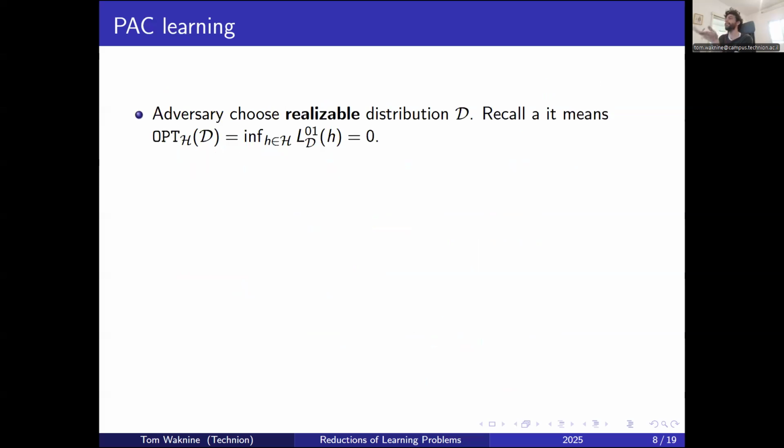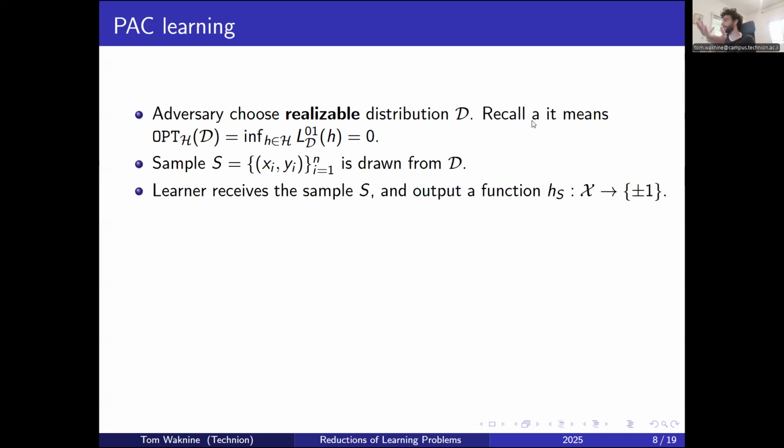So how does the process of learning look like? You choose a realizable distribution, so the opt h of D, the infimum over all functions h of the induced loss function, is 0. A sample S is drawn from D, so you sample IID n times X and Y from D. The learner receives the sample S and uses it to construct a function h of S. So a learner is something that receives samples and outputs functions.